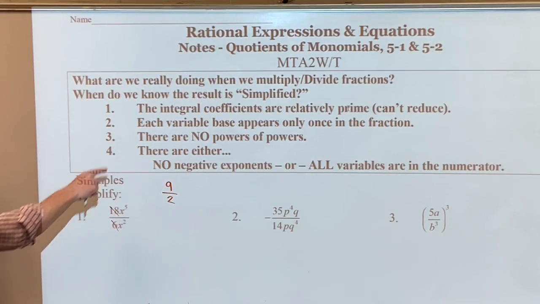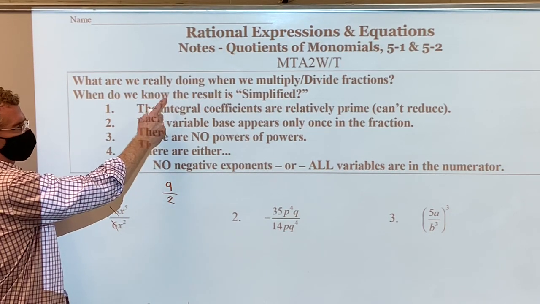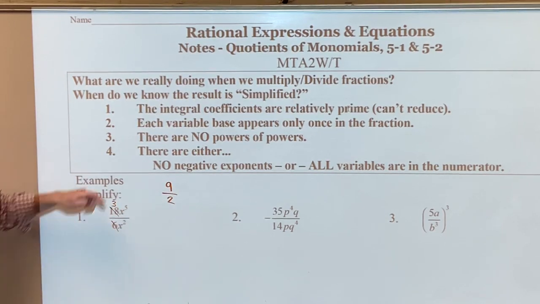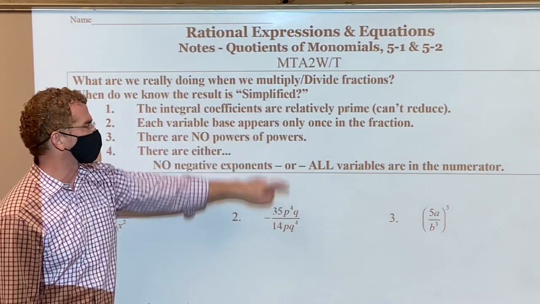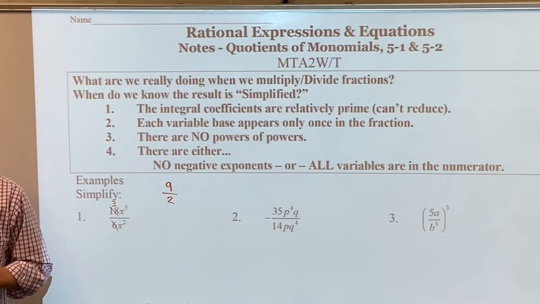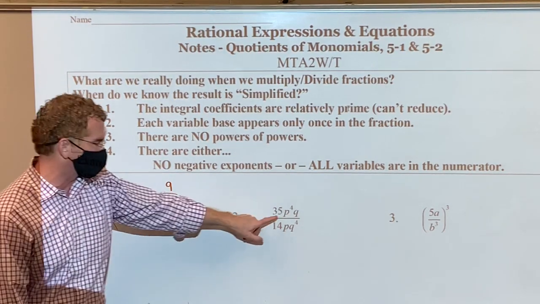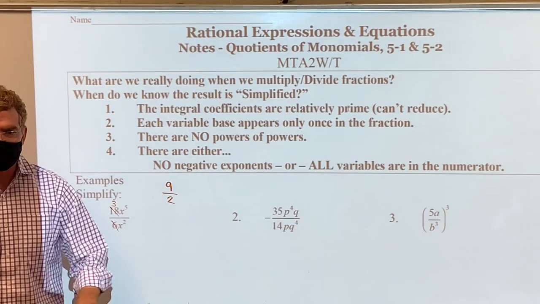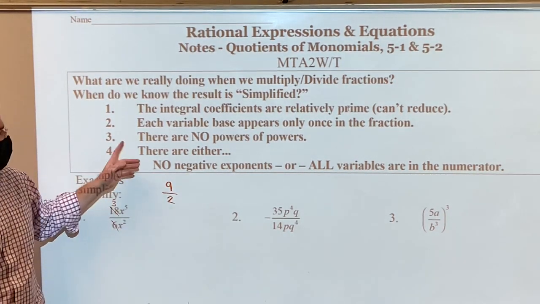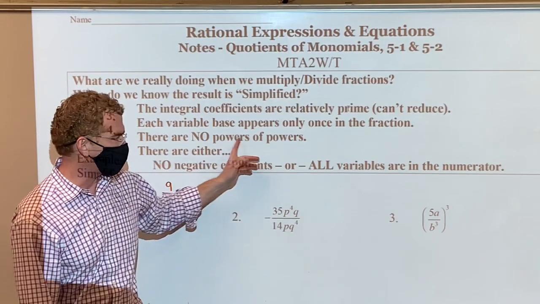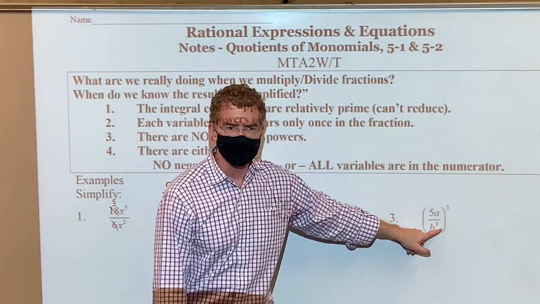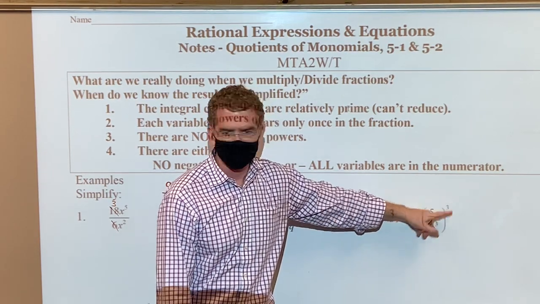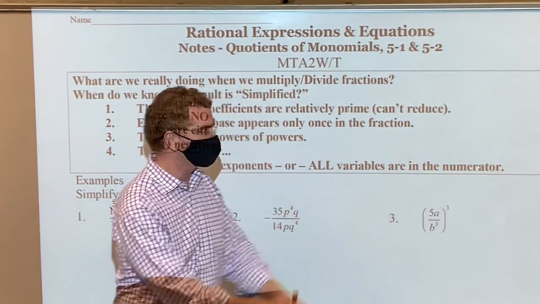So you want to make sure that you have integral coefficients that are relatively prime, so that would clearly be simplified. Also, you want to make sure that each variable base only appears once in the fraction. So if I have a p in the numerator and a p in the denominator, I'm not finished simplifying. It can be canceled further. Also, you don't want to have any powers of powers. You can see right here that b cubed is being raised to another power. Well, it's not simplified, so we're going to need to be able to address that.